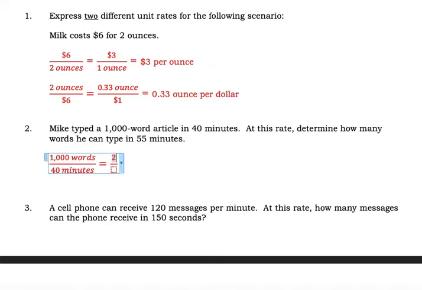So I'm going to write 25 over 1, and I'm going to be careful and make sure I keep the units the same across the numerator and denominator. So remember, the numerator was expressed using words, and the denominator was expressed using minutes. So Mike is able to type 25 words in 1 minute. In other words, I can say 25 words per minute.